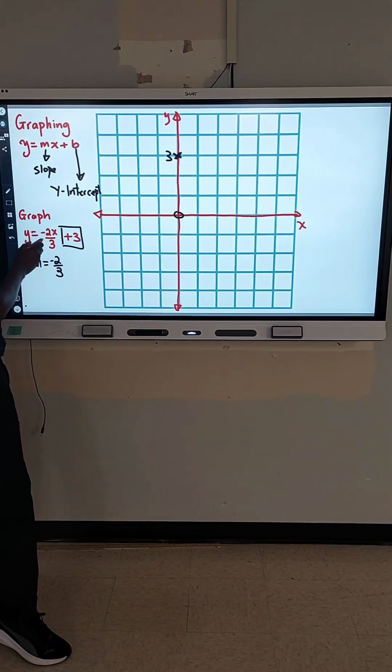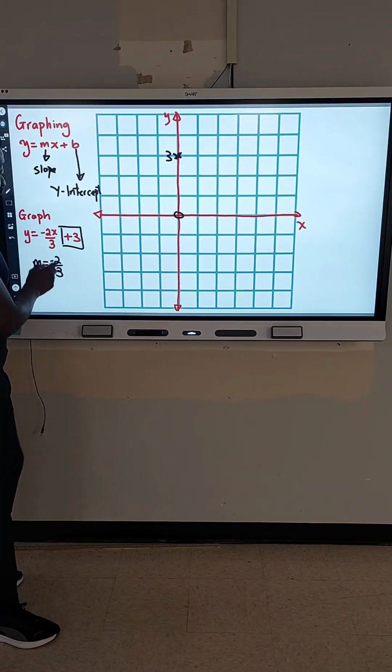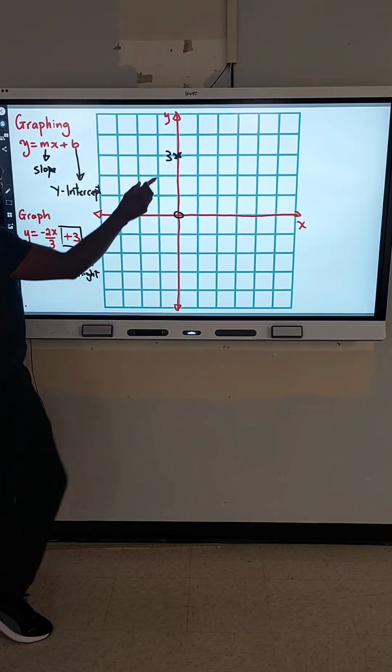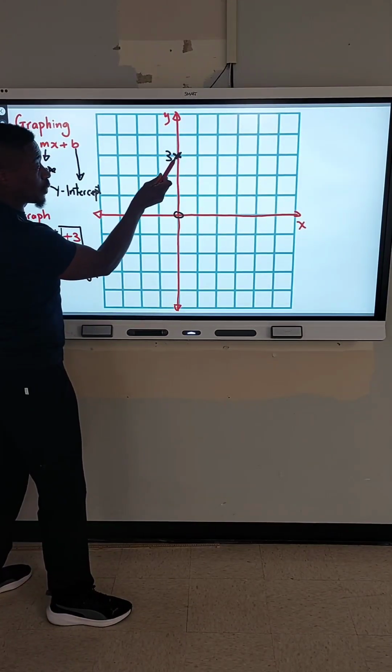Now the slope says negative 2 over 3. Remember, we learned that slope means rise over run. So this negative 2 comes from the rise. The rise could also be a drop. If the numerator is negative, the rise could also be a drop. So this negative 2 means we are going to drop 2 units, and this 3 means we will go to the right 3 units.